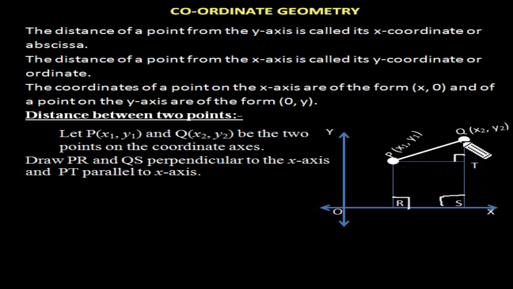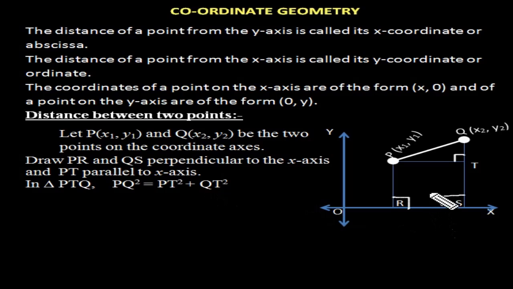Now this PQT is a right angle triangle. So we can use the Pythagoras theorem. In triangle PTQ, this is our hypotenuse side. So we write it as PQ square is equal to PT square plus QT square. In order to find this length PQ, we need to substitute the lengths of PT and QT.